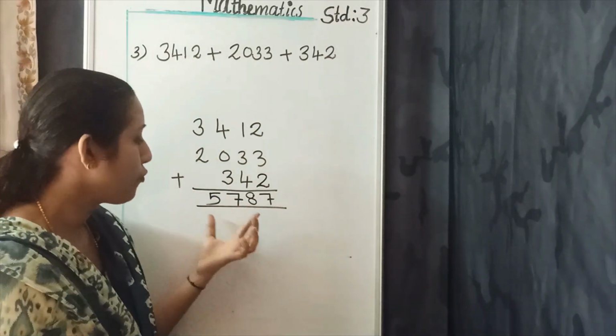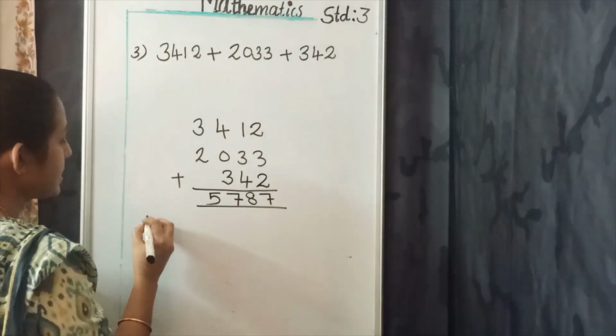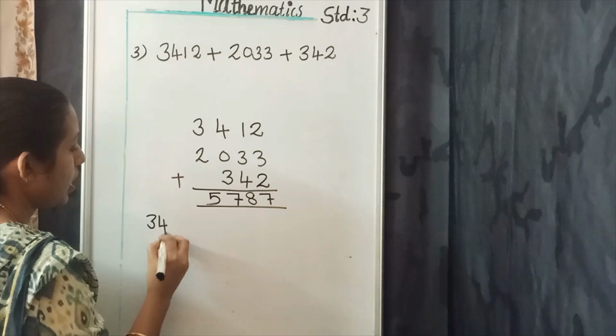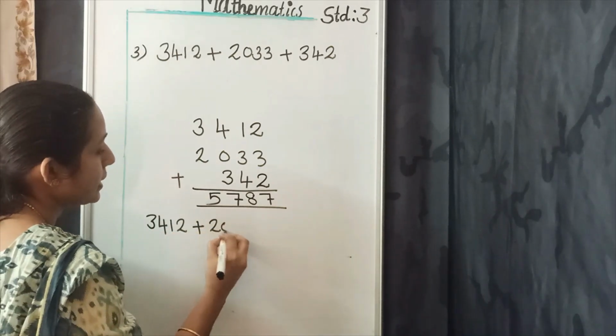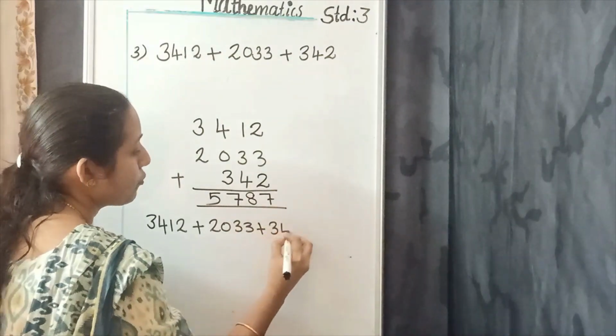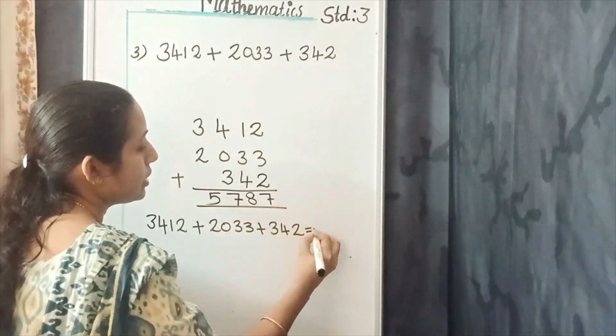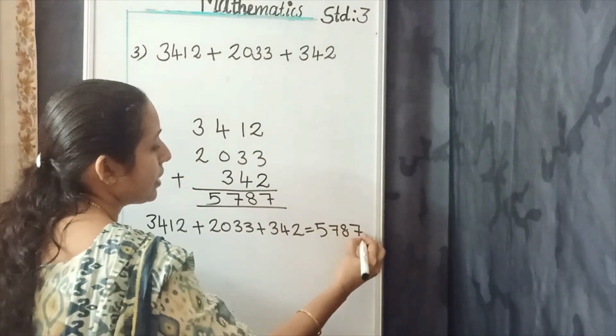So the answer is 5787. So 3412 plus 2033 plus 342 is equal to 5787. This is the answer.